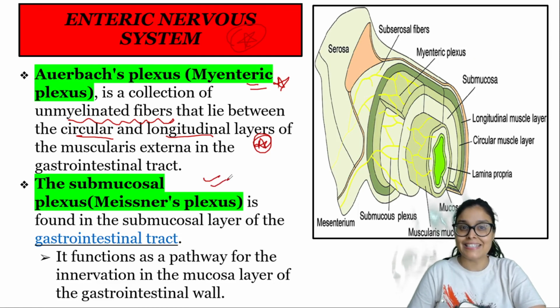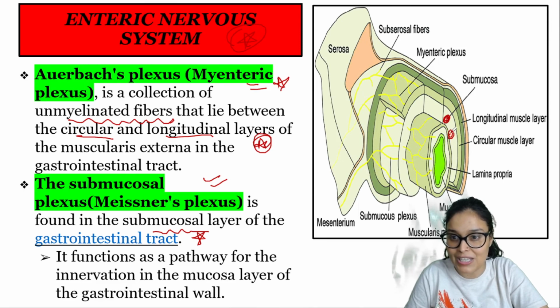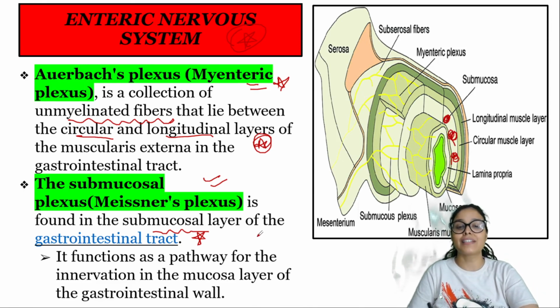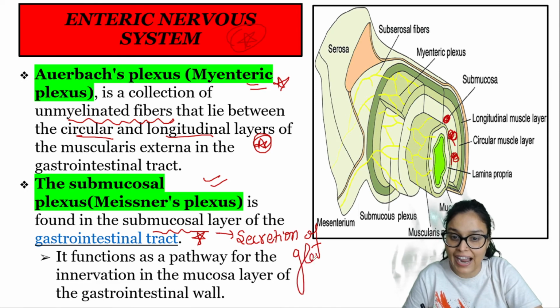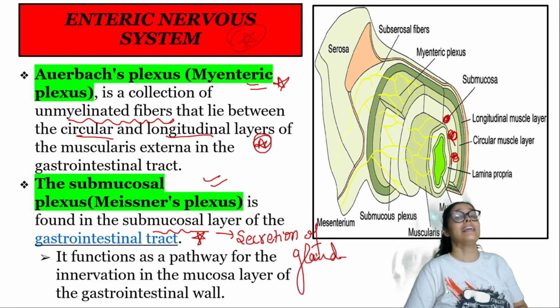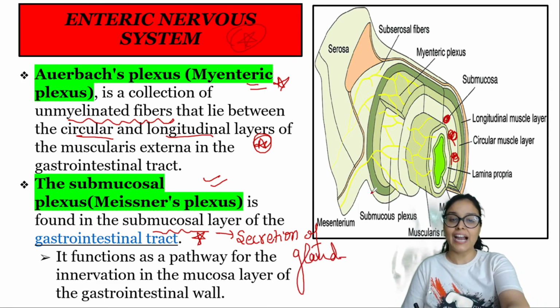Another plexus, another bundle of nerves, is the submucosal plexus. Where is it present? Obviously in the submucosal layer of GIT. And what is its purpose? Because it is present in the submucosa layer, it will trigger the secretion of glands. So the glands will secrete enzymes into the cavity. That is the purpose of Meissner's plexus.